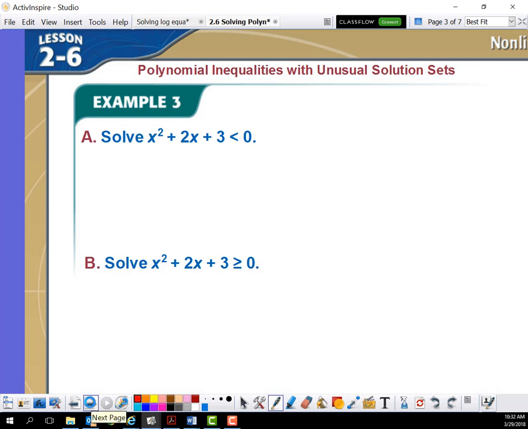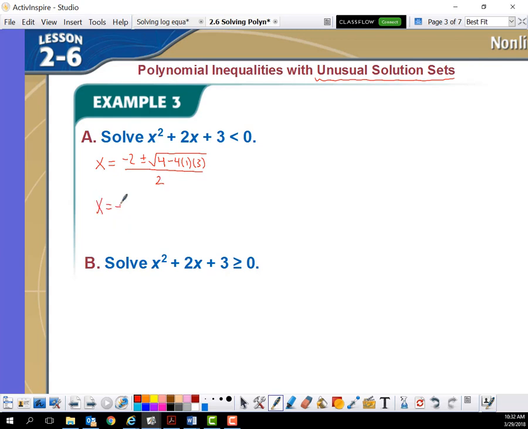Okay. All right, so here is an inequality that has some unusual solutions to it. Okay. So what we can do with unusual sets is the same kind of concept. We're going to factor these. The problem here is that x squared plus 2x plus 3, that does not factor. Okay, it can't be factored. So we'll have to go to quadratic formula to try to find the zeros. So we have -2 plus or minus the square root of 2 squared, which is 4, minus 4 times 1 times 3, all over 2a, in this case is just 2.